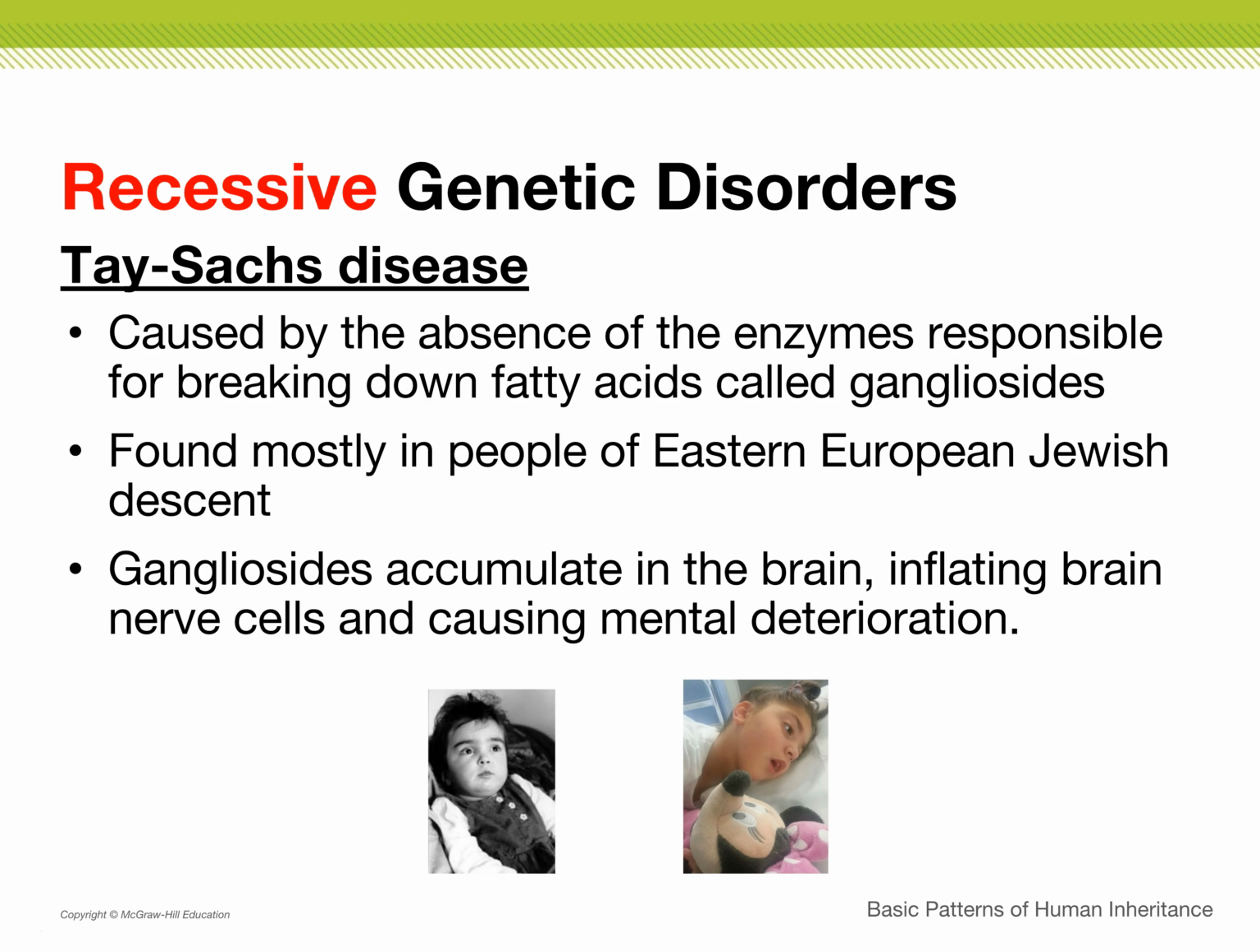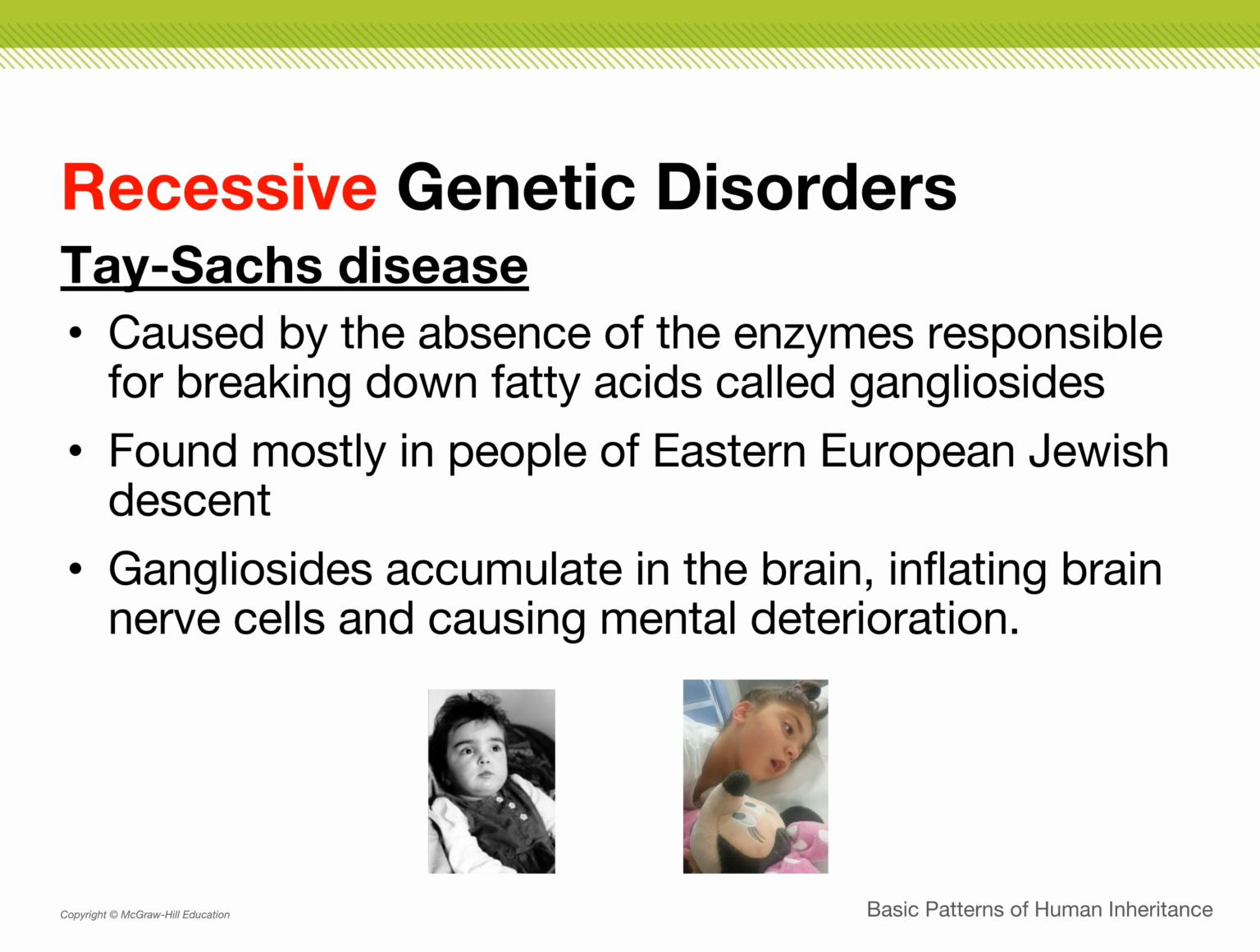Tay-Sachs disease, that's another recessive disorder. This is the absence of an enzyme that breaks down fatty acids called gangliosides. It's usually found, although this is becoming less and less of an absolute law, but traditionally it's found in Jewish people because people who were Jewish tended to marry other Jewish people, and then they might both be carriers for Tay-Sachs disease, and then they would end up having a child with Tay-Sachs.